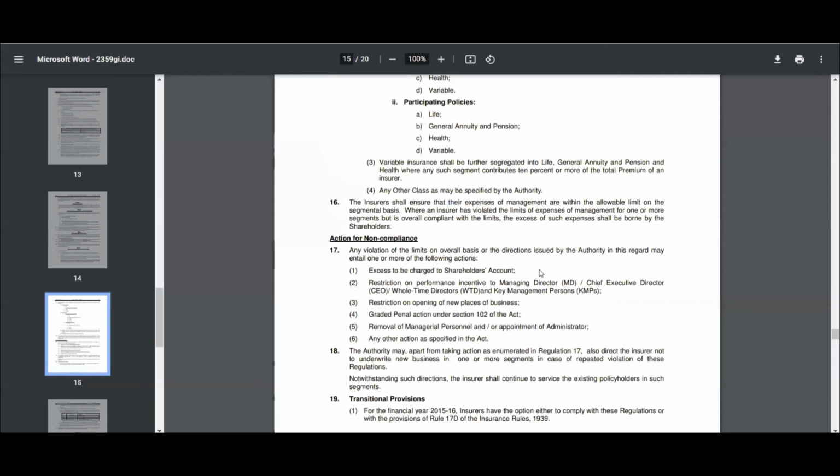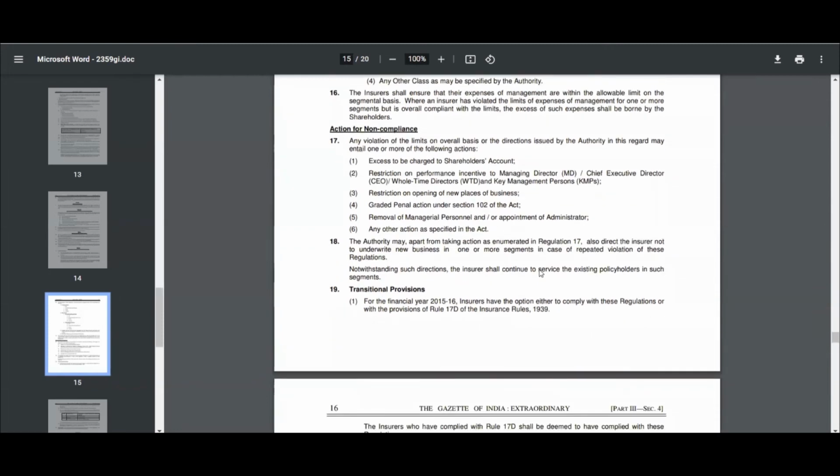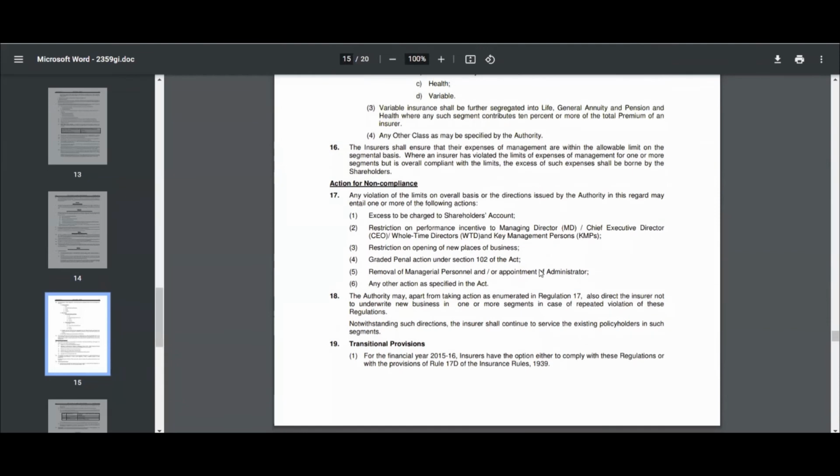In fact, if they violate the limit on a segmental basis multiple times, then the authority may prevent the insurer from writing business in those segments. However, they will continue to serve the existing policyholders in these segments. There might be a graded penal action as per section 102 of the Act. There might be dismissal of management personnel and appointment of administrators, and any other action as may be seen fit by the authority.